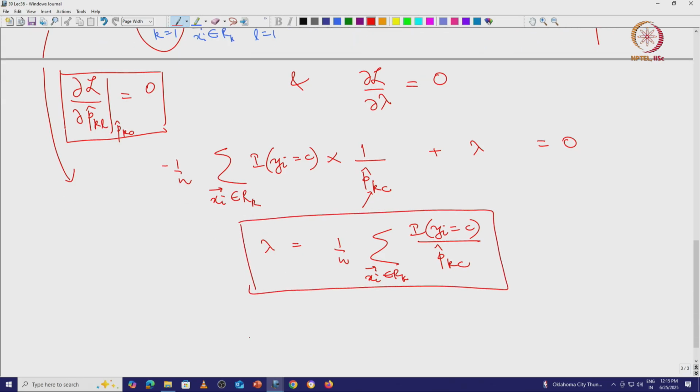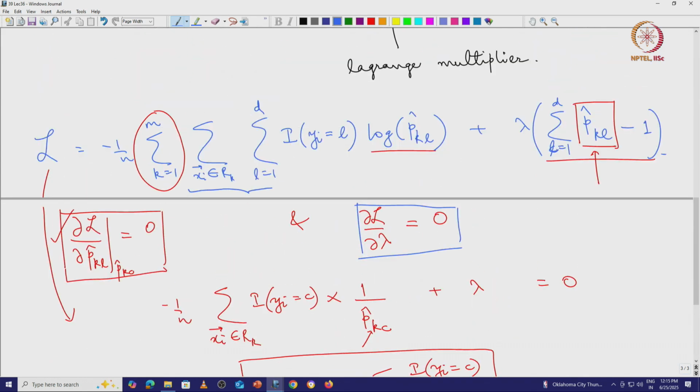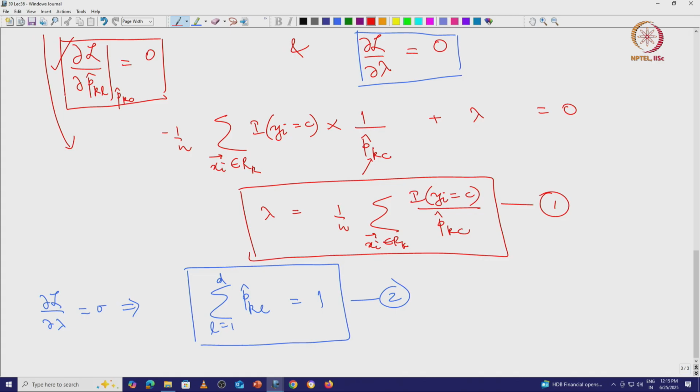This is what you get when you apply the first condition. Now, let us apply the second condition, del L by del lambda equal to 0. This is quite straightforward: there is no lambda dependence in the first term of the Lagrangian, only in the second term, and you will just recover the constraint, that is, sum L going from 1 to d of p hat k L equals 1. These are the two equations that we have obtained. Let us call this equation 2 and the equation that we obtained earlier equation 1.